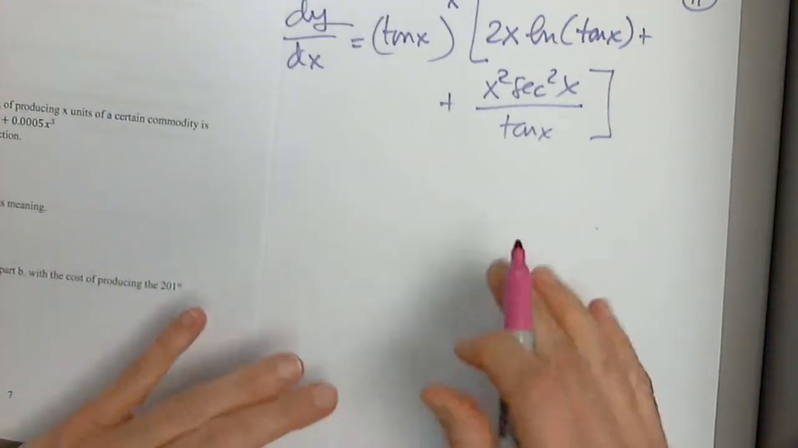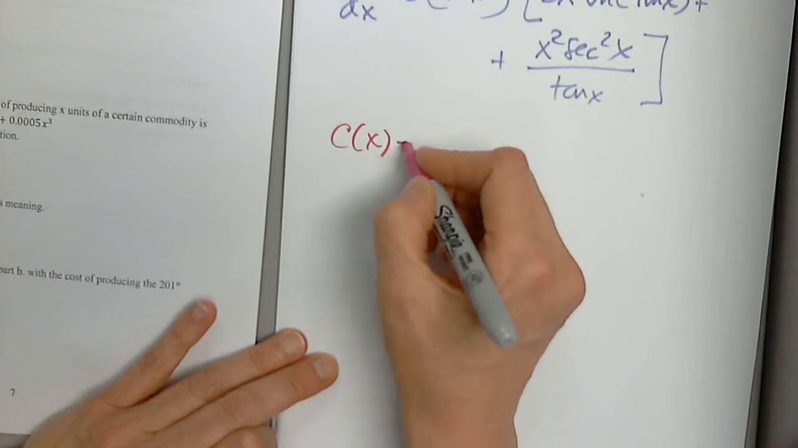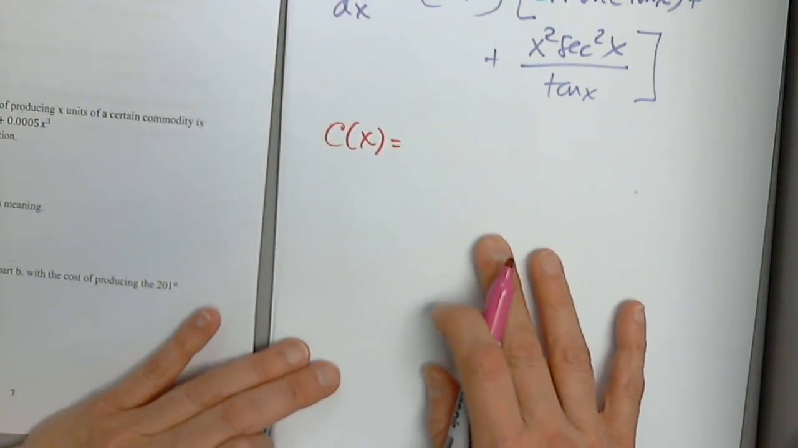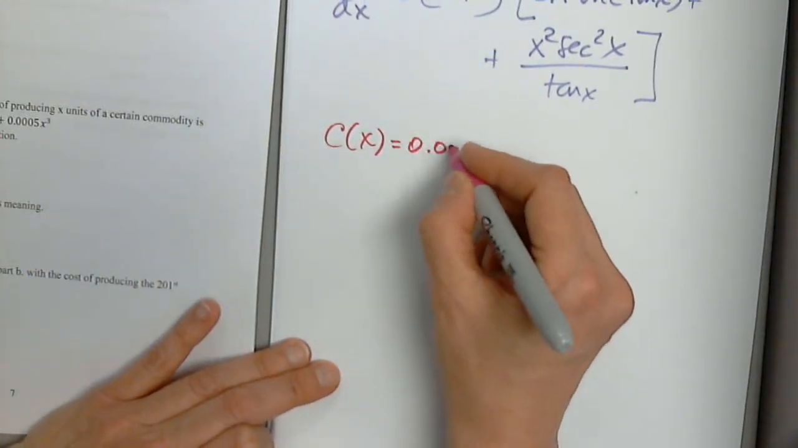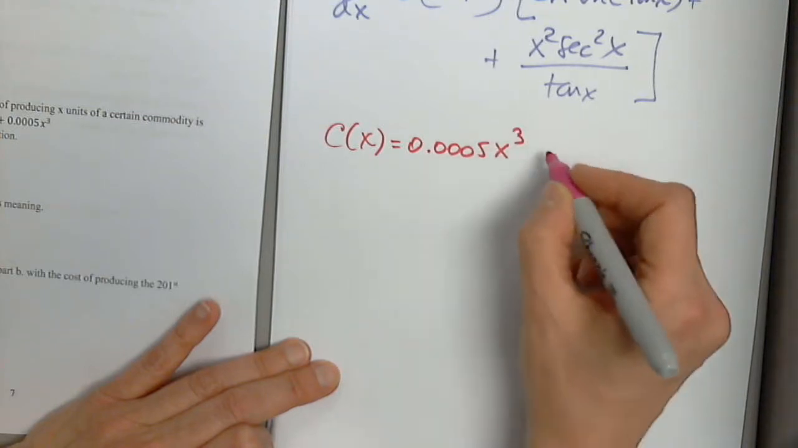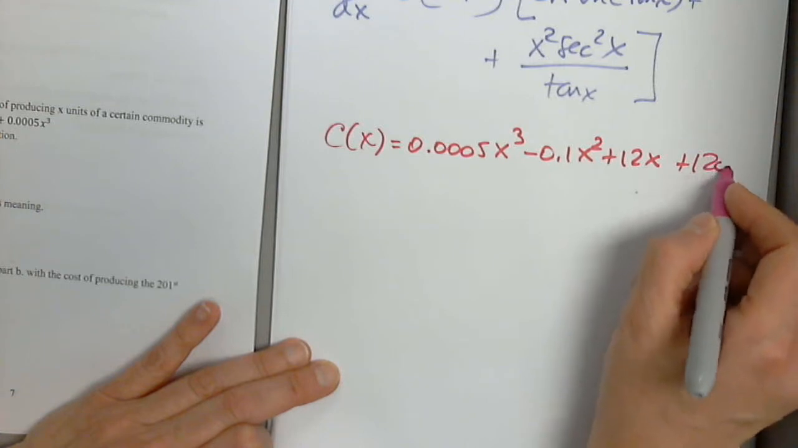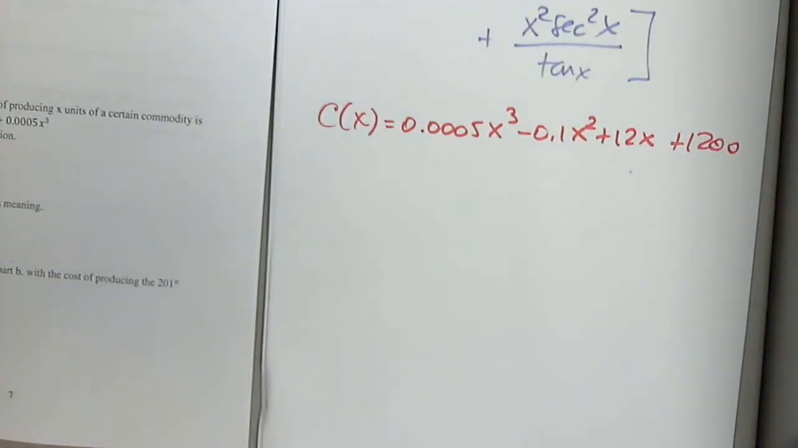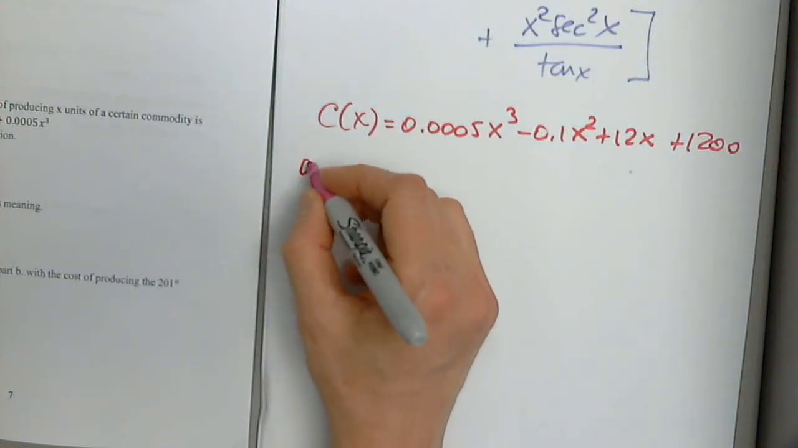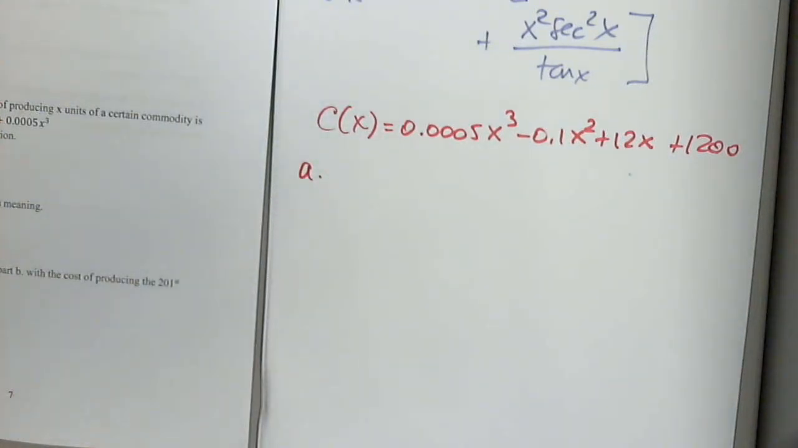Okay, so we are given the cost function. And when I copy it now, I'm going to copy it correctly in descending order: 0.0005 x cubed minus 0.1 x squared plus 12x plus 1200. We are asked to find the marginal cost function. How do I find the marginal cost function? Find C prime. Exactly.